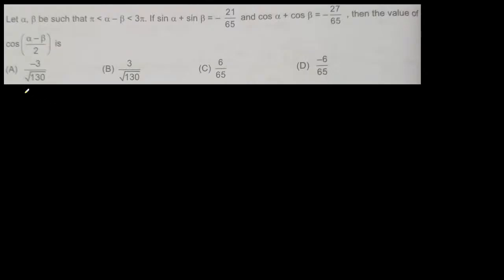So alpha, beta be such that alpha minus beta is between pi to 3 pi. Okay. In the previous question they should have given us this thing. So this would have helped us to choose alpha plus beta value or alpha minus beta value.